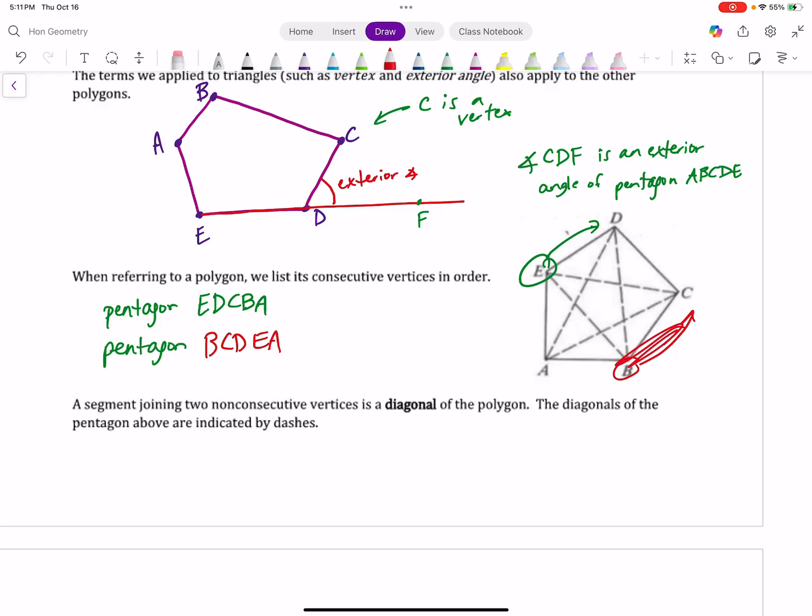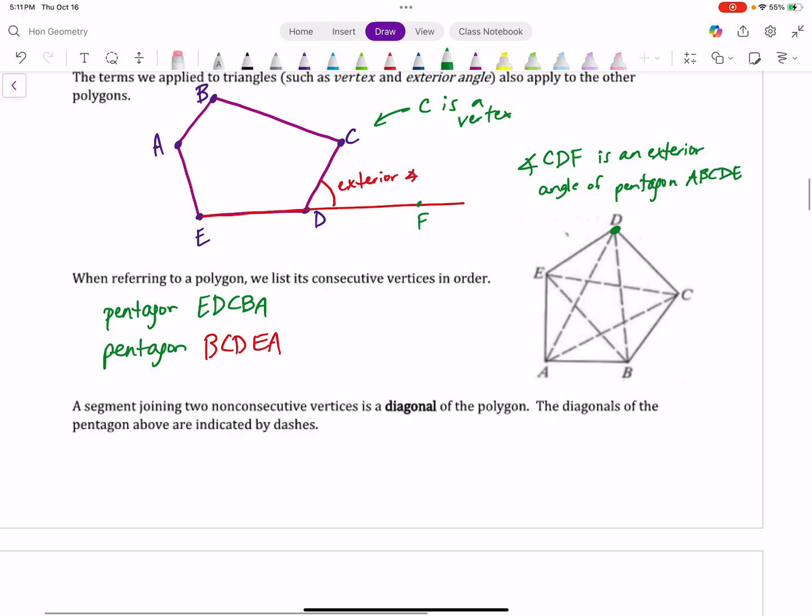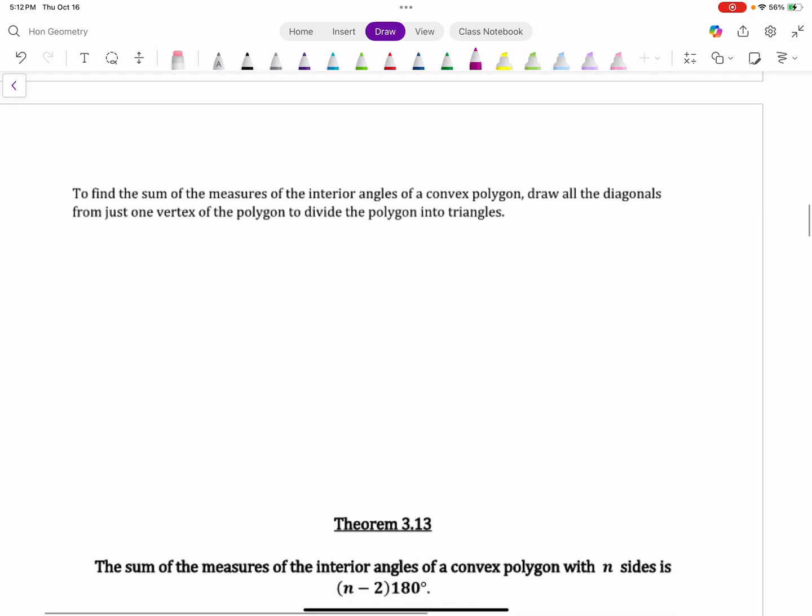So I'm going to go back and erase this. Consecutive vertices would be the ones that are right beside each other. If you connect those with a segment, that's a side of the polygon. If you take two vertices that are non-consecutive and you connect those, these are known as diagonals of a polygon. Okay? And in this picture, the diagonals are represented with dashes. That doesn't mean people always do that. All right, so here's the big stuff.